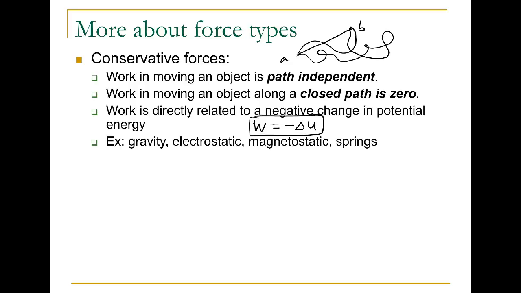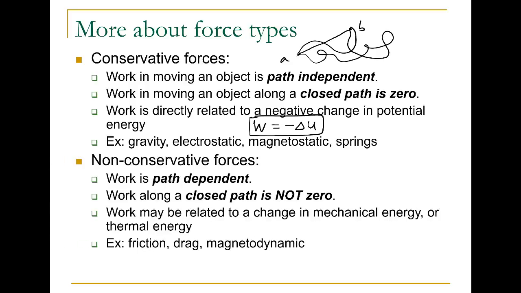An example of a conservative force would be gravity or a spring force, or even electric and magnetic forces. For non-conservative forces, we say that the work is path dependent and the work along a closed path is not 0. So this is usually friction, and then also magnets when we have motion involved.